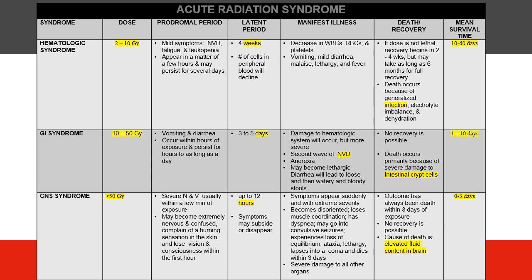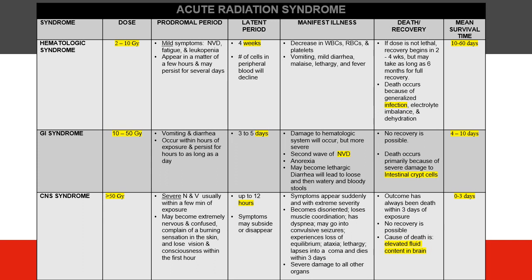The prodromal period is the first stage the person undergoes with the hematologic syndrome. They're going to have mild symptoms of nausea, vomiting, and diarrhea. They're going to be tired or fatigued, and they're going to have leukopenia. As described before, that means a decrease in white blood count. This prodromal period is going to occur in a matter of a few hours. They will be fine for a couple hours, and then they're going to head into this period where they're going to be sick, and it can last for several days.